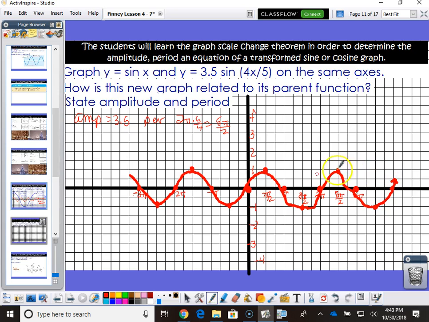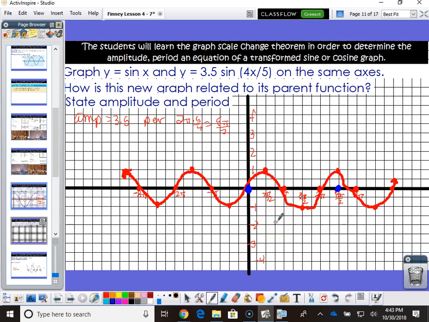Okay, so there's our original sine curve. Period is 2 pi, amplitude is 1. Now let's graph this other one. So we're going to use the same points. I know that my period is 5 pi over 2. I also know that my amplitude is 3.5. So at 0, it's still 0. And at 5 pi over 2, it's still 0.